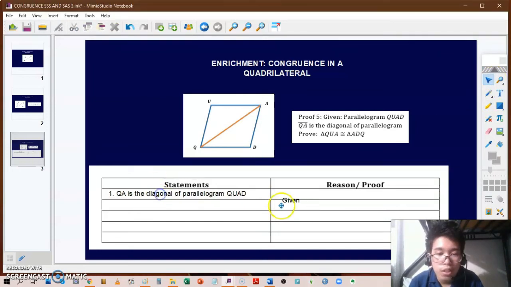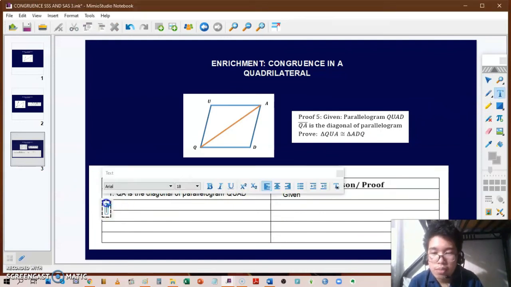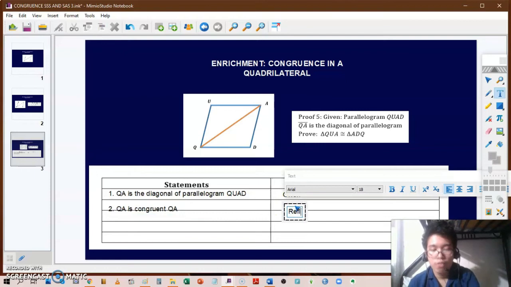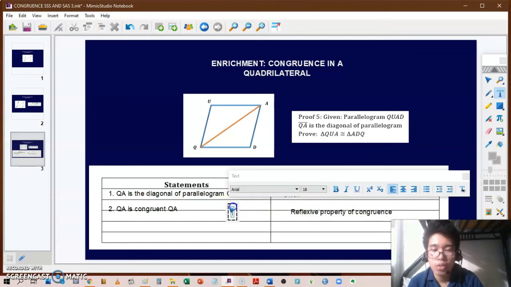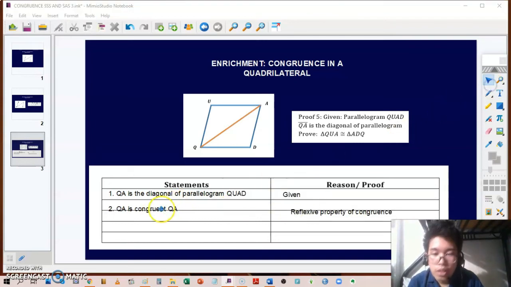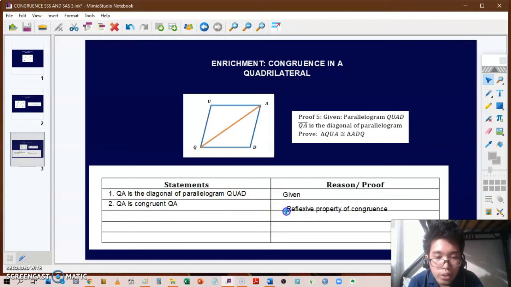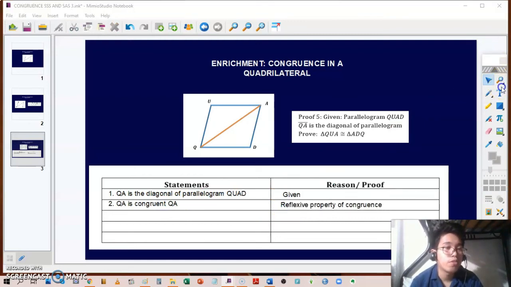Guys, what do you think could be the second statement? The second statement can be that QA is congruent to QA, or to itself, based on the reflexive property of congruence. Let's write that neatly: QA is congruent to QA based on the reflexive property of congruence.